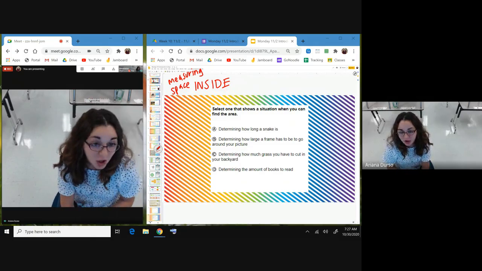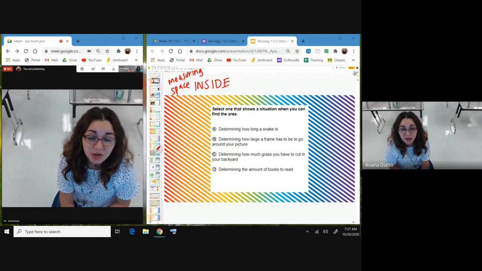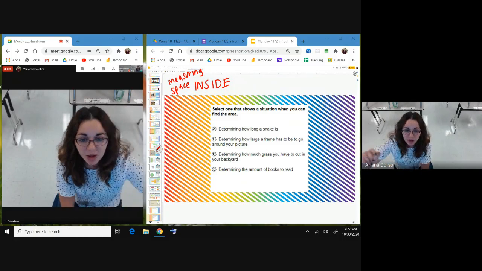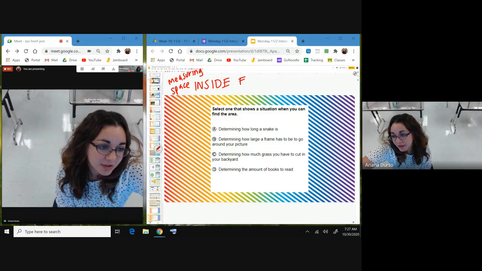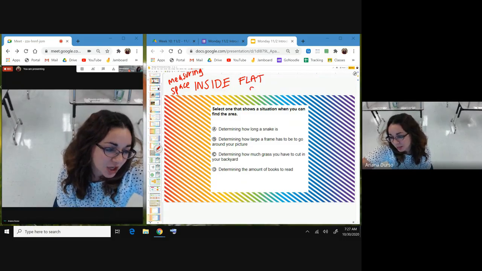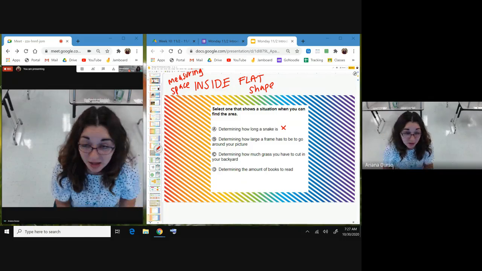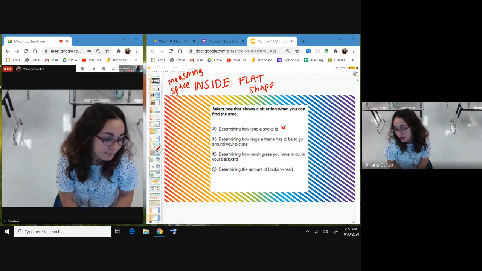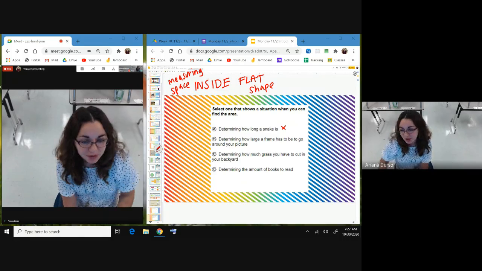So, determining how long a snake is. No. We can use a ruler to determine how long a snake is, but area is about measuring space inside of a flat shape. So I'm going to say no to the snake. B, determining how large a frame has to be to go around your picture.